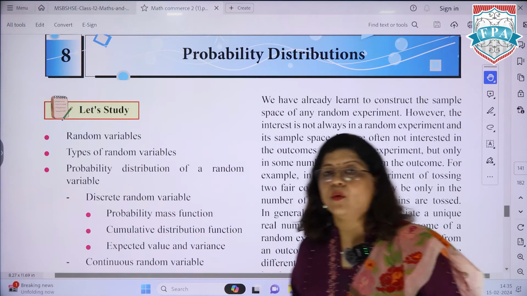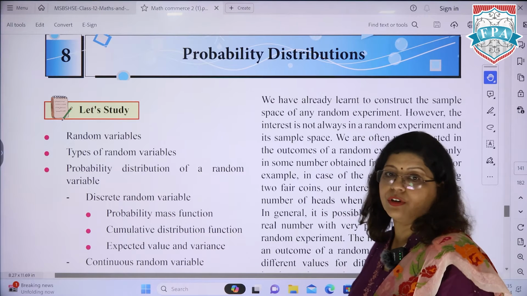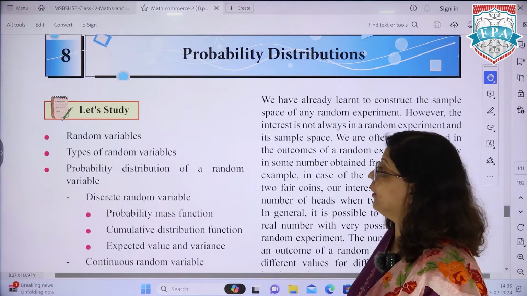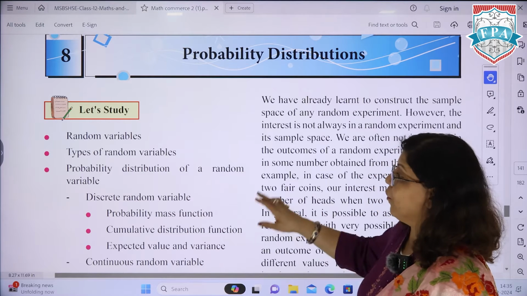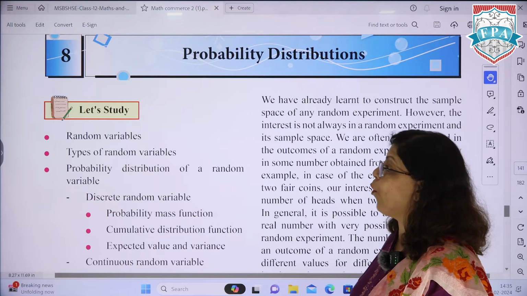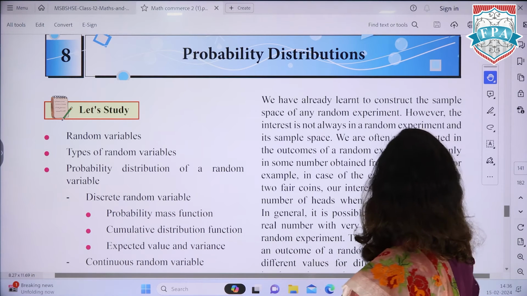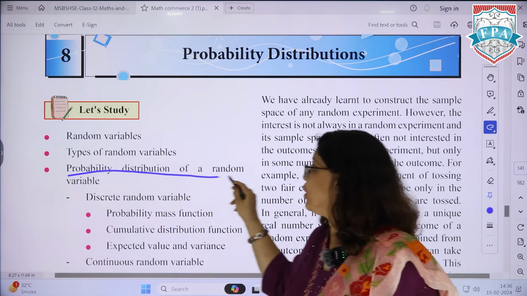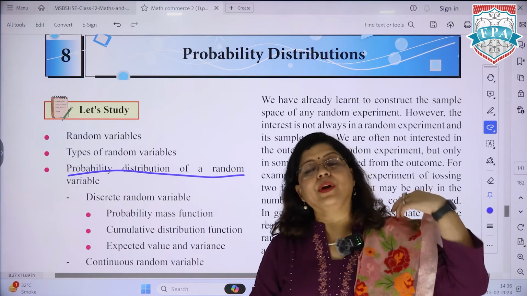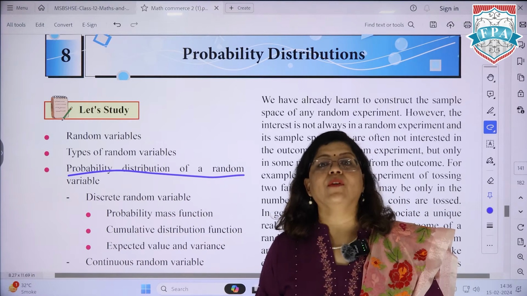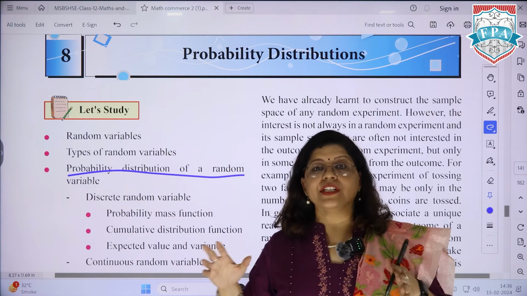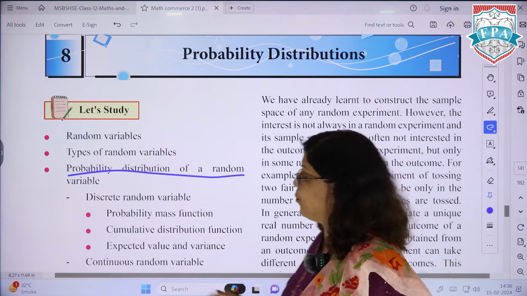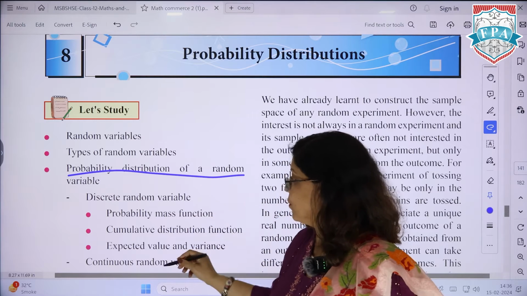So let's understand what exactly is there in your portion this year. First thing is understanding of a term known as random variable, the various types of random variable and probability distribution of a random variable. Now this is one thing which we have not done till now. हमने जितनी भी probability पढ़ी हुई है, we have only calculated the probability. We have not formed a tabular distribution of that. So here we are going to deal with the tabular distribution of these probability values.